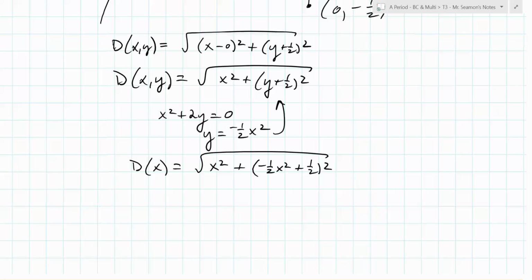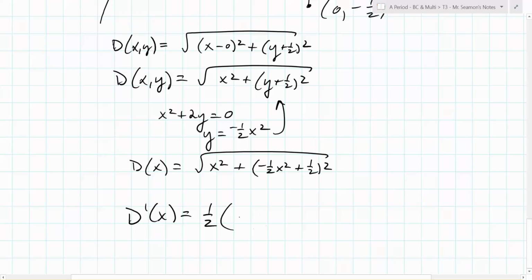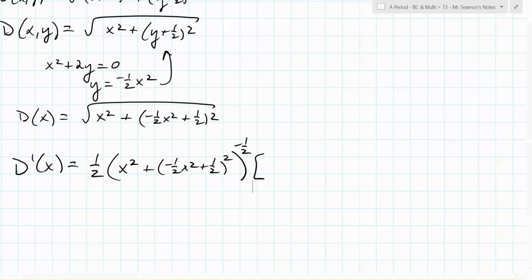Speak so humans. So could someone walk me through here? D prime of x is going to be equal to what? 1/2 of what? Plus this thing, right? -1/2 x squared plus 1/2, like this, to the what? -1/2 times the derivative of the inside, right? So what's that going to be?